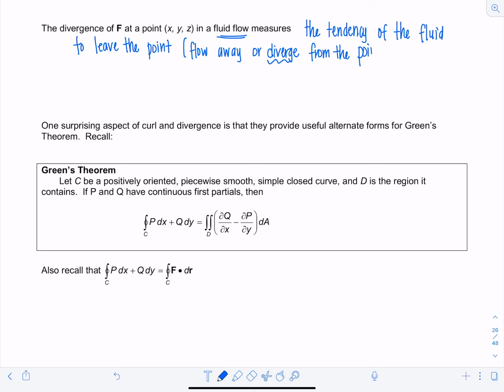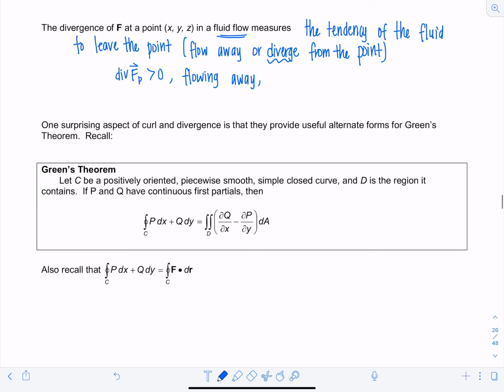Okay, so how exactly to interpret it? If the divergence of your vector field at some point P is positive, greater than 0, that means the fluid is flowing away from that point. So you have a source.